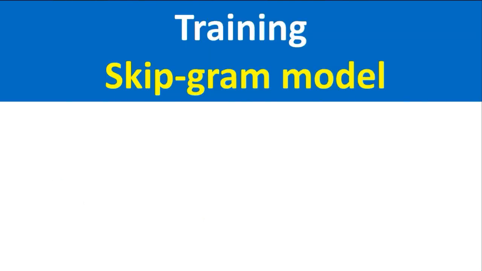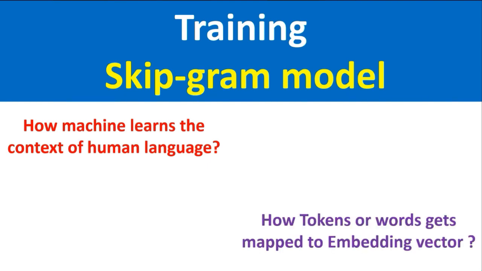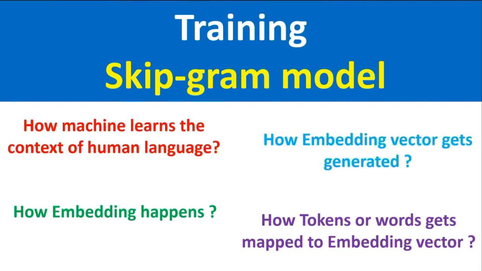Let us learn the architecture of the skipgram word embedding model and try to simulate how exactly the training takes place. This demonstration will help us understand and answer these questions: how does a machine learn the context of human language, or how do tokens or words get mapped to a word embedding vector, or how does embedding happen, or how does the embedding vector get generated, or for that matter, how does a machine understand or learn the ambiguity, creativity, common sense, and diversity, which are the complex parts of human language.